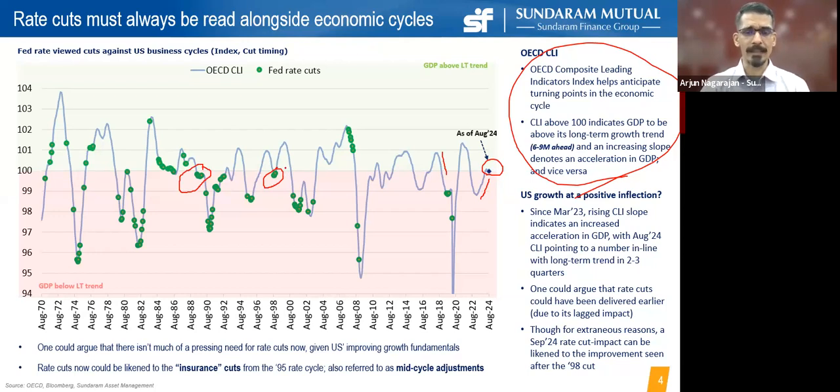Now, this situation where the US is in can probably be linked to 1998. So what we're trying to say is that the rate cuts that the Federal Reserve is expected to deliver next week could possibly push up economic activity like it did in its short 1998 rate cut cycle. And therefore, the rate cuts that the Federal Reserve is likely to deliver next week can be called insurance cuts or mid-cycle adjustments, as they were called around the 1995 cycle.